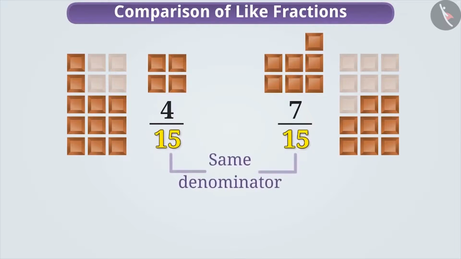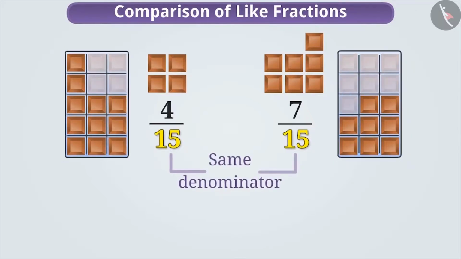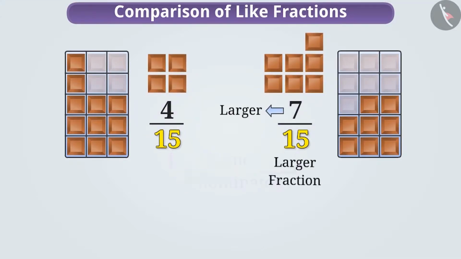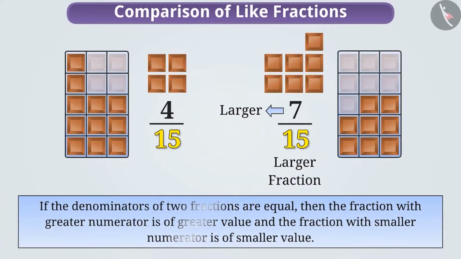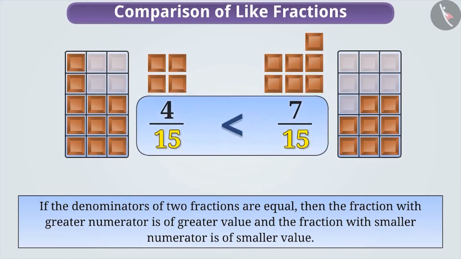Through this, we understand that the total number of parts is equal, but the numerators are different. Since the numerator represents the number of parts that are taken, the fraction whose numerator is greater will be the greater fraction. Therefore, for any two fractions whose denominators are equal, the fraction with the greater numerator is of greater value. Since the numerator 7 of 7 by 15 is greater than the numerator 4 of 4 by 15, therefore the fraction 7 by 15 is greater than 4 by 15.